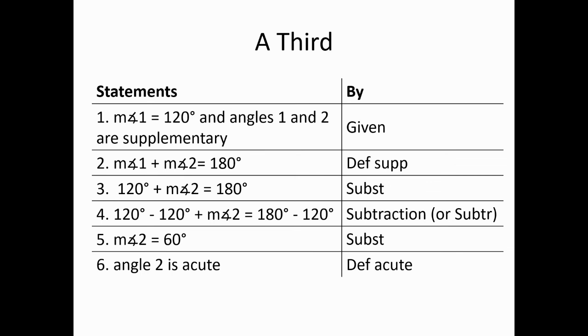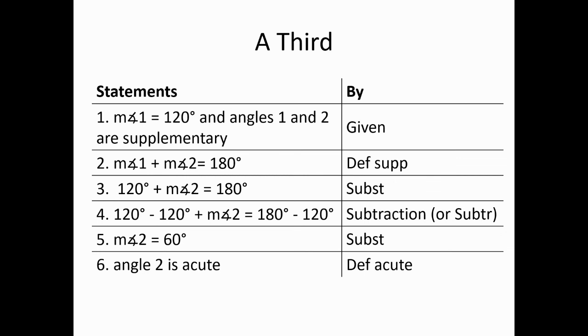All right, so line number 3. Again, the question is, how do we get there? Well, we get there from line number 2. Notice the difference between line 3 and line 2. The measure of 1 became 120 degrees. Now the question then, of course, is how is this able to happen? Well, this can happen because we are told in the given on line number 1 that the measure of 1 is 120 degrees. So the measure of 1 was replaced by, substituted for, to get 120 degrees. So, of course, that is substitution.